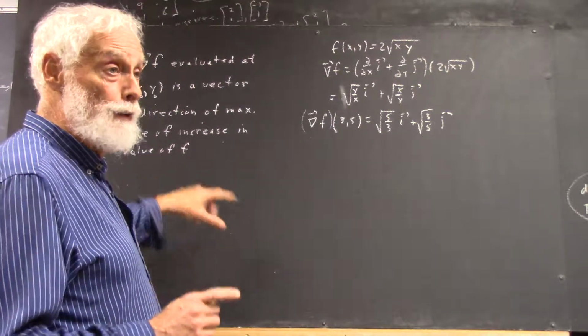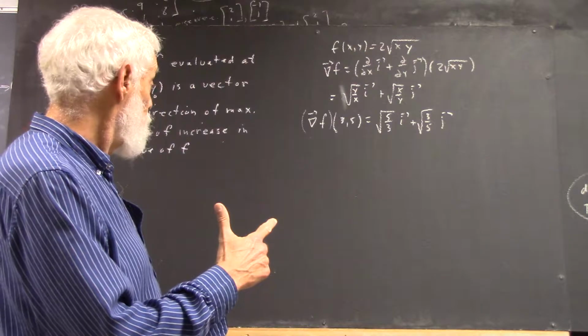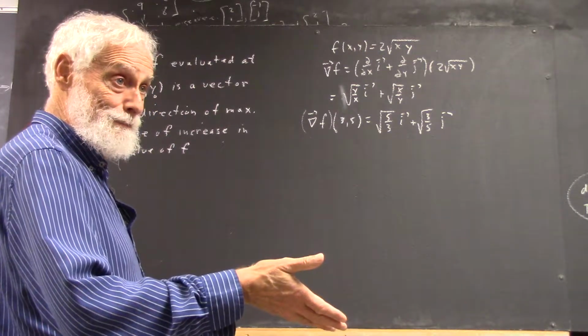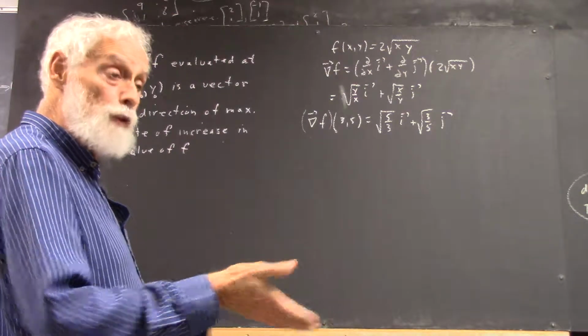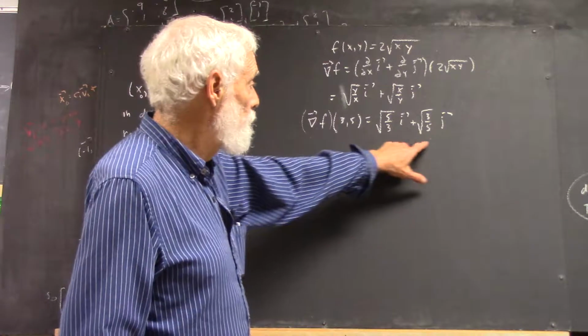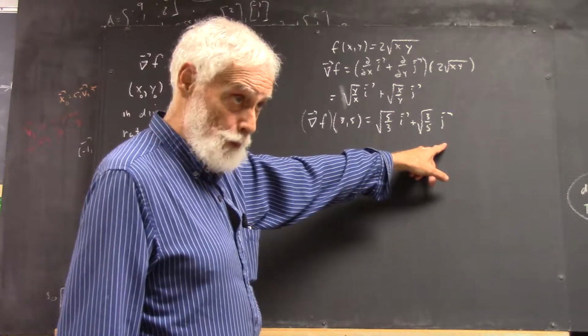Okay? Okay, well, so that's why this is important. It tells you two things. It tells you the direction of maximum increase, and it also tells you the direction where your function doesn't change, which is perpendicular to your direction of maximum increase. In this case, perpendicular at the point 3, 5 to this vector. Okay?